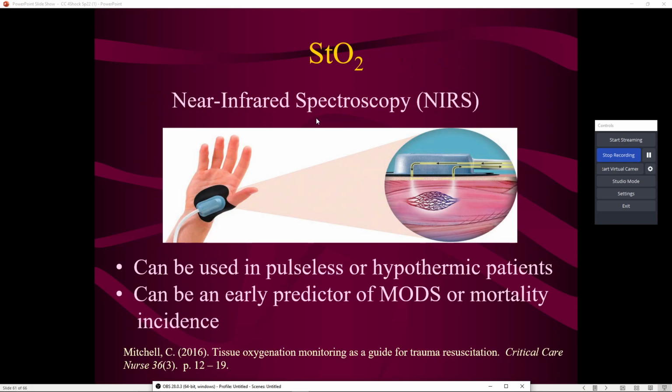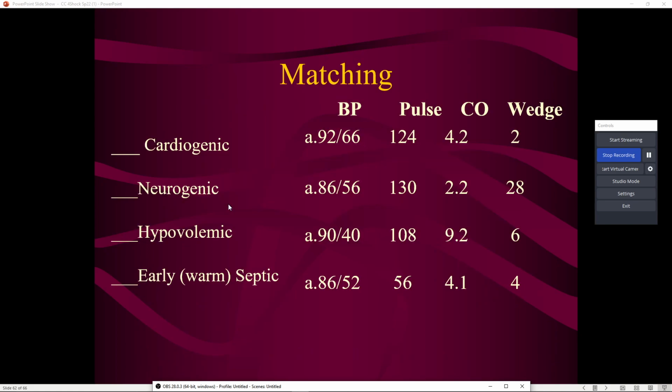We do have what's called near-infrared spectroscopy, or NIRS. It can be used with pulseless or hypothermic patients, and essentially what it does is it looks at oxygenation directly in the tissue that you are observing. Typically, you put this on a peripheral extremity to observe how much oxygen is available in the tissue. And it supposedly can be used to actually oxygenate too. I have not seen this. I don't know too much about it, but I'm aware of it.